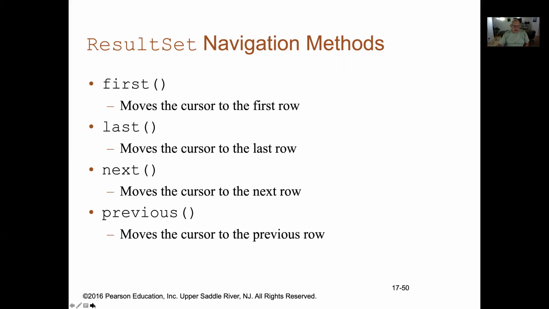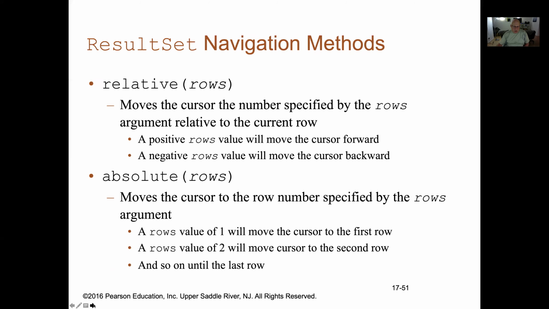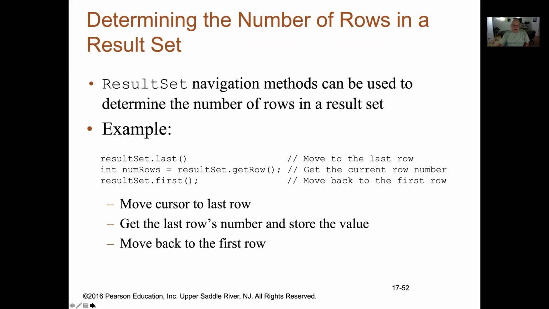So these are the result set navigation methods: first, last, next, and previous. Pretty self-explanatory. There's relative rows and there's absolute rows. Relative rows moves the cursor to the number specified by the rows argument relative to the current row. Absolute rows moves the cursor to the row number specified by the rows argument. So how do you determine the number of rows in a result set? Well, result set navigation methods can be used to determine the number of rows in a result set.